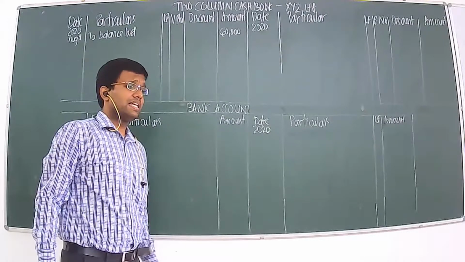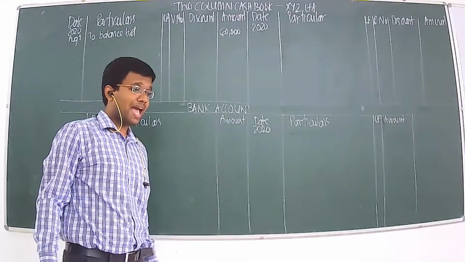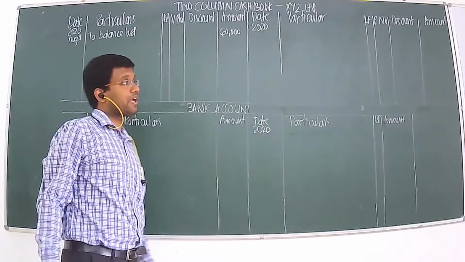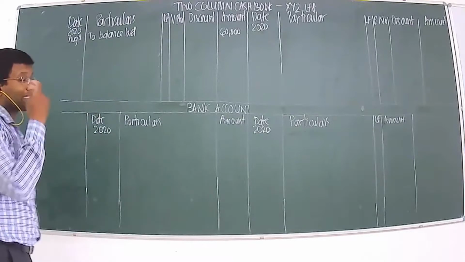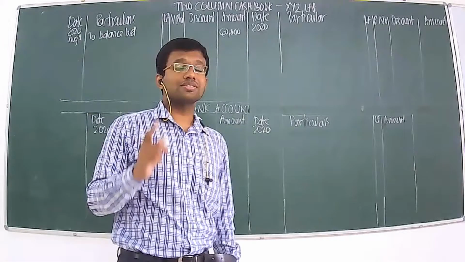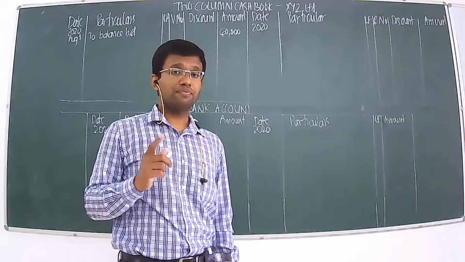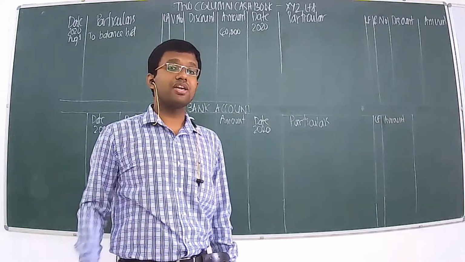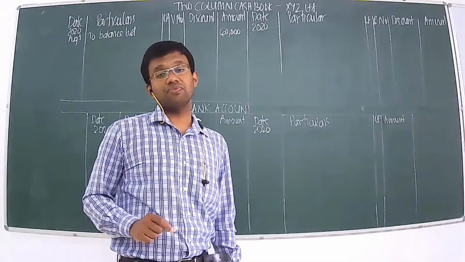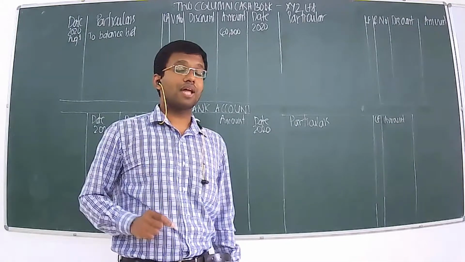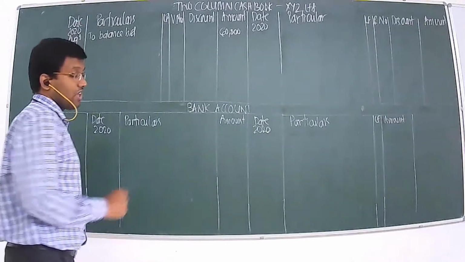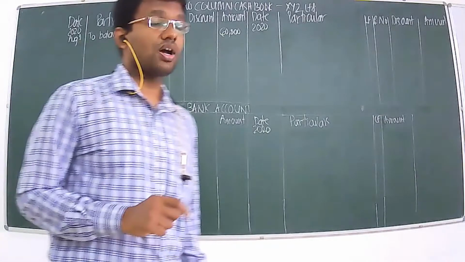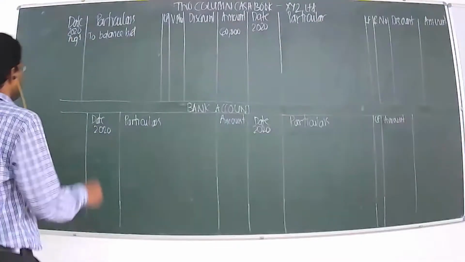August 2nd, received cash from Sam in full settlement of rupees 10,500. What does this mean? Sam was supposed to pay you 10,500. But instead of paying you 10,500, at this point Sam is paying you only 10,000. So what does that mean? That means that you're getting a discount. And how much discount are you getting? You're getting a discount of 500 rupees.